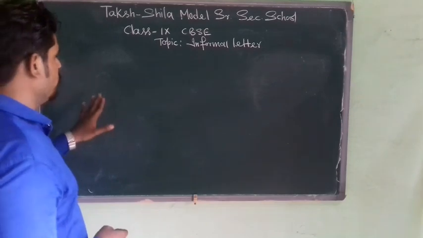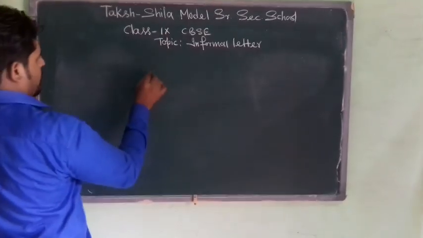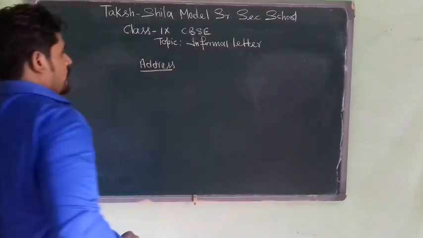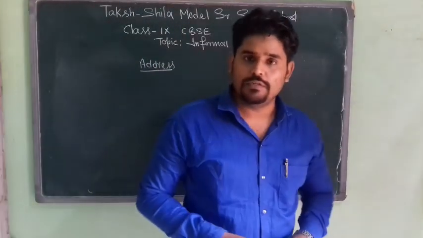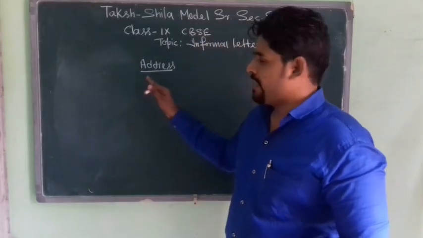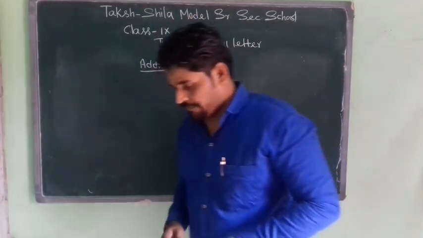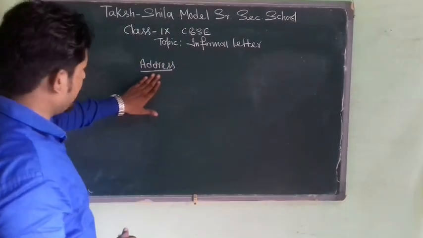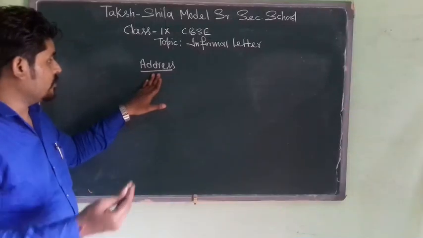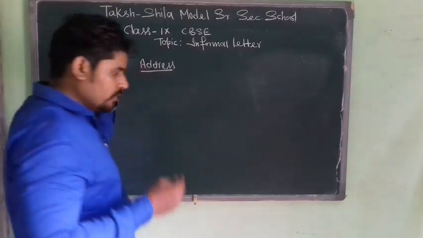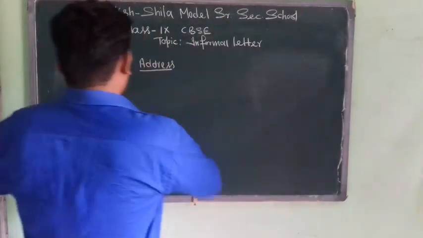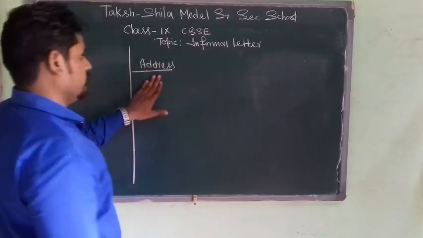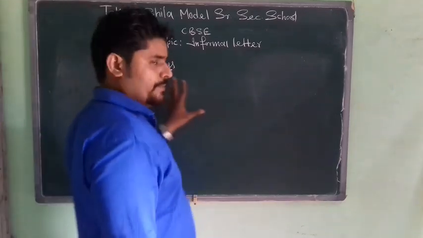So first of all, we write the address. Where do we write the address? The address is always written on the left hand side of the page at the top. Suppose this is the margin of the paper, so we write the address here, on the left hand side, and on the top.